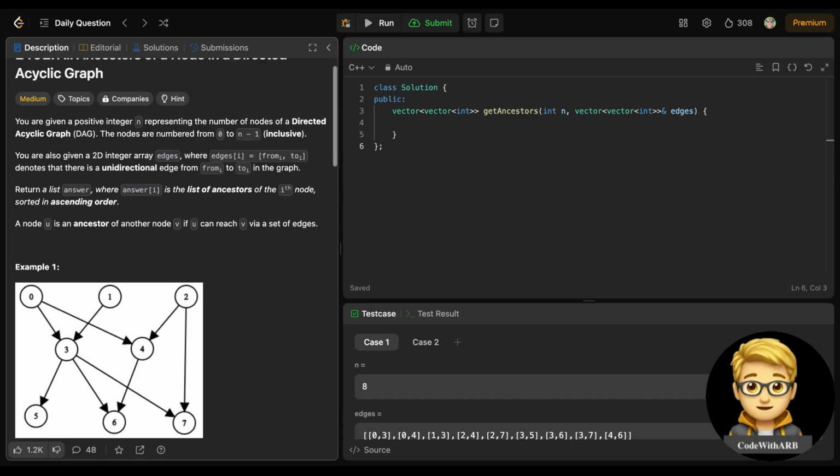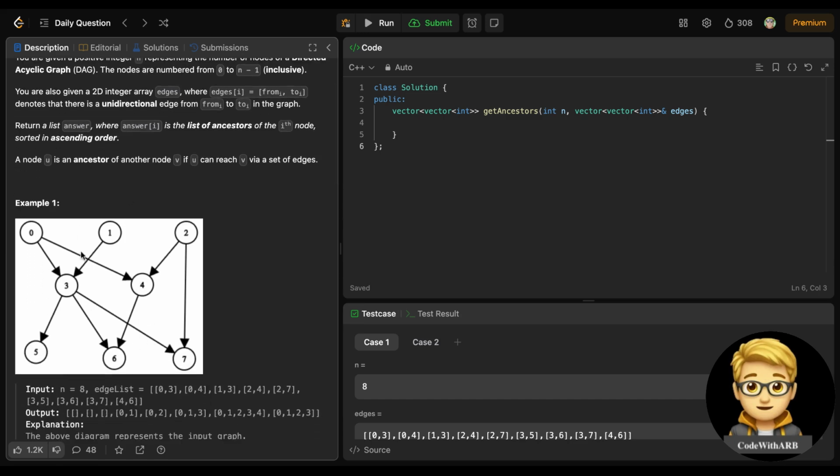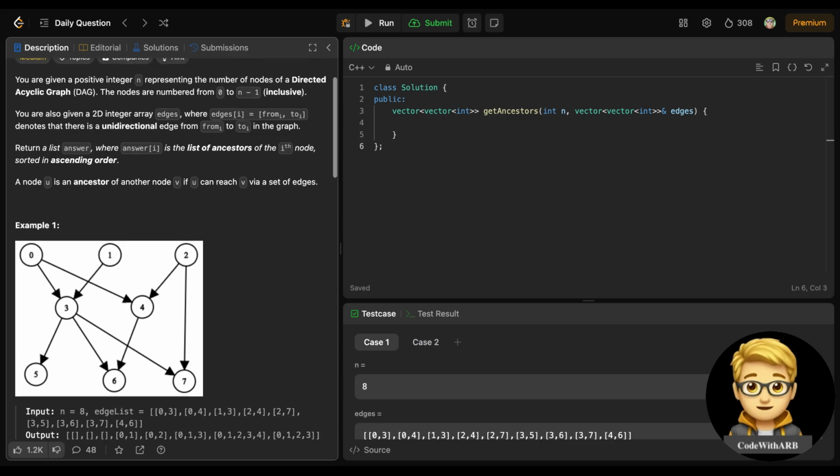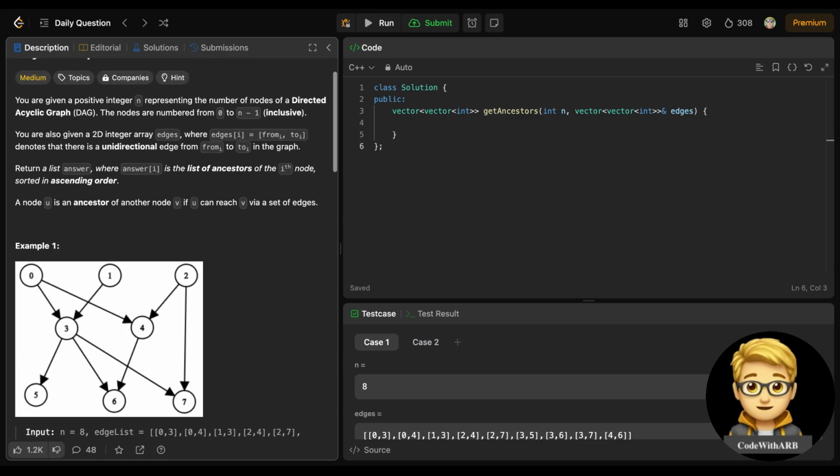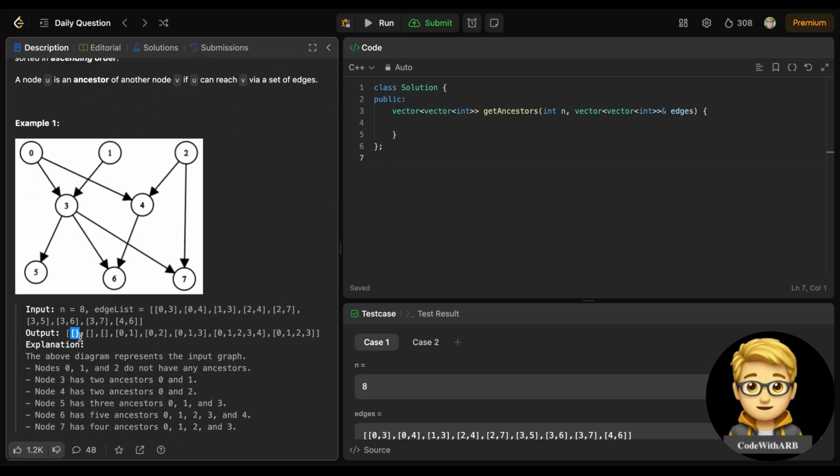Okay, so basically we are given a graph which is unidirectional. It means a directed graph, right? It is not an undirected graph, it is a directed graph, right? So it points from 0 to 4 only, source to destination. And basically we need to find the list of ancestors for each node, store them in the vector, and return that.